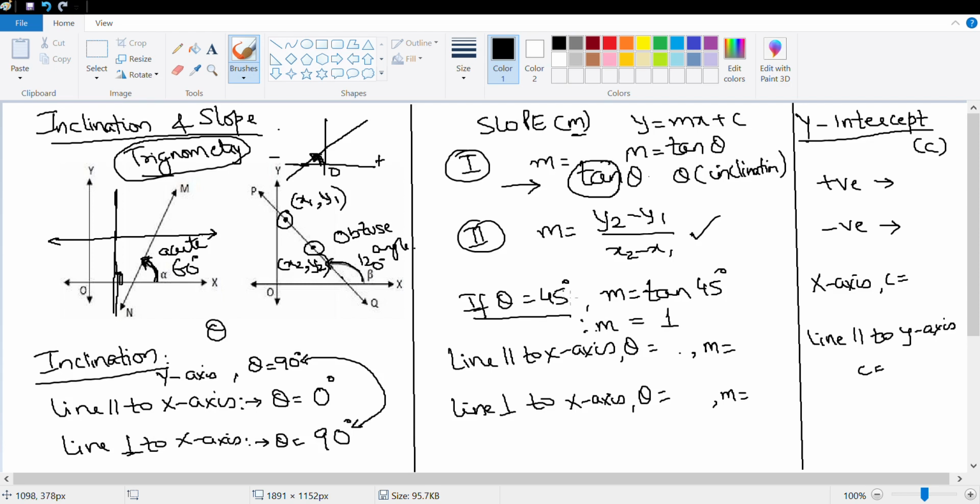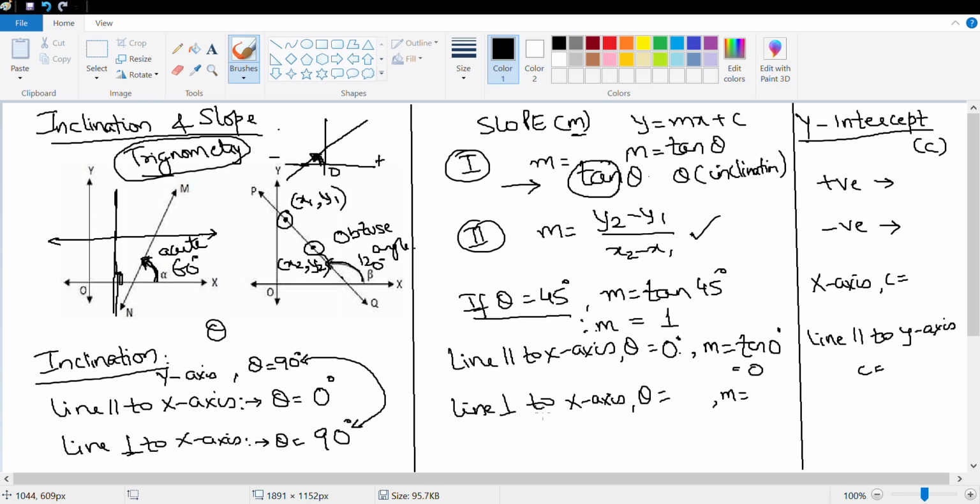Perfect. So now let's look at slope of a line which is parallel to x-axis. Theta in this case, like we said, is 0, and m, which is equal to tan 0, is equal to 0. Tan 0 degree is 0.